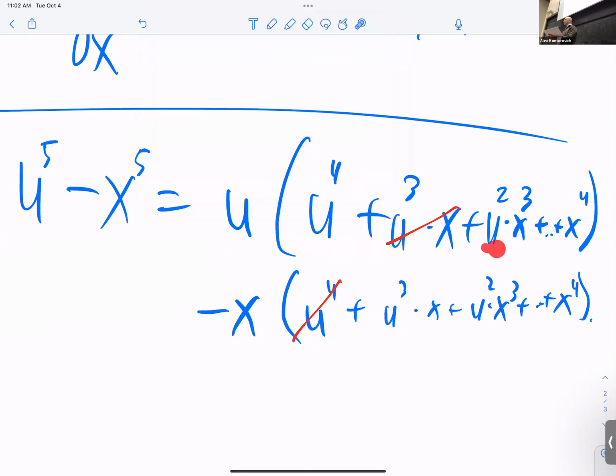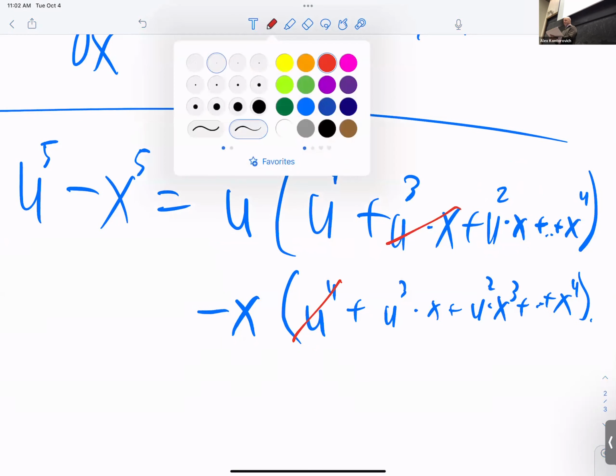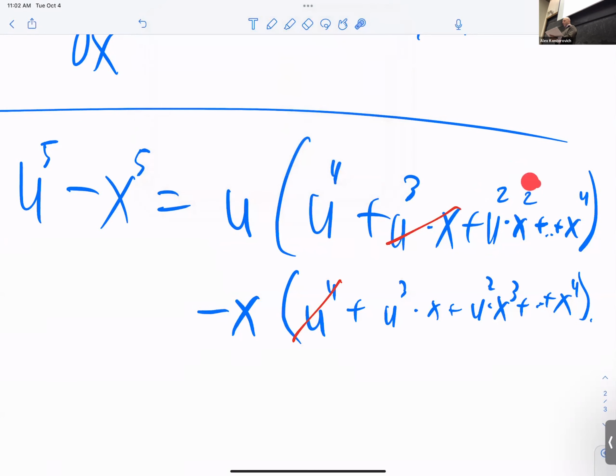And how about this u times u squared x cubed? That's a u cubed x cubed. But here I get, whoops, that should be an x squared. This is what happens when you rush. Okay, so this is a u squared x squared times u, which gives me a u cubed x squared. But here I get a u cubed x times negative x.